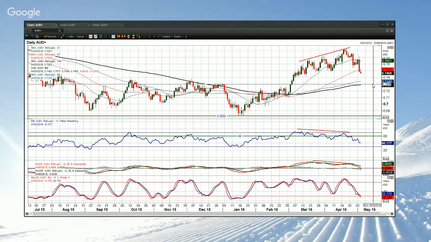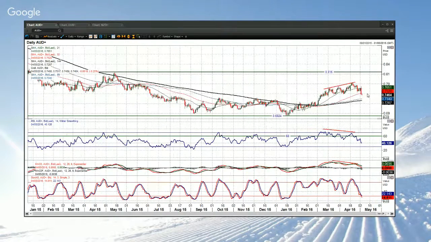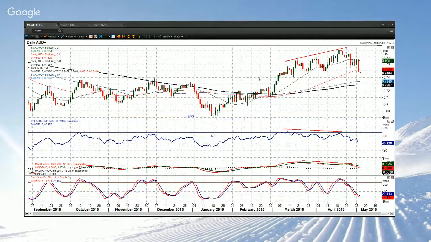If this correction does continue, I would imagine 73 figure area is probably a decent area for it to come back to. And then I think you'd get a reassessment of the situation on where the interest rates are going, and inflation, etc., and how the dollar is performing as well. But I still think we're in a corrective phase now, and a further slide back towards 73 area probably wouldn't be unlikely.